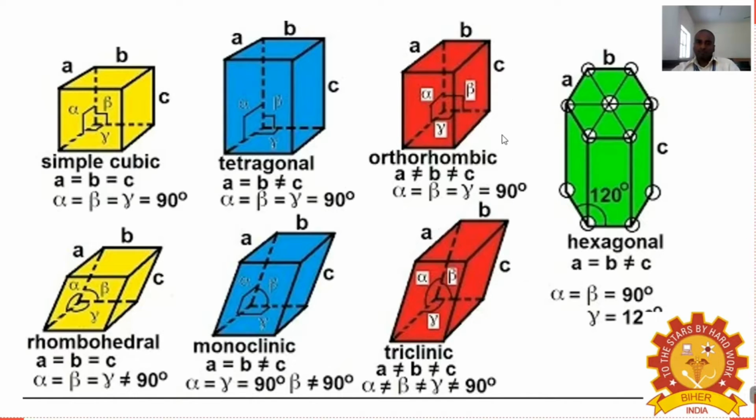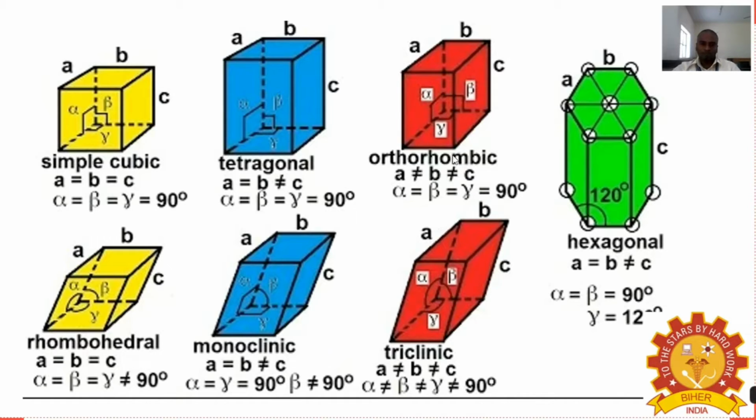Next we go to the orthorhombic crystal structure. In this structure, the length a and b are not equal, and the length b is not equal to c. But the angles between the XY, YZ and ZX planes, alpha, beta, gamma, are 90 degrees. This type of crystal is called an orthorhombic crystal.